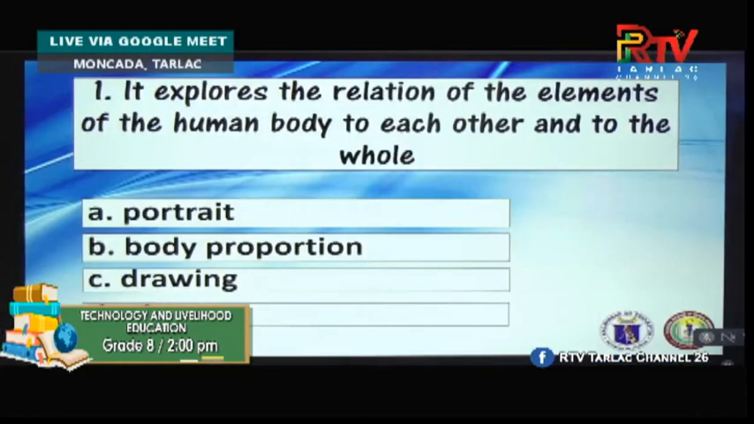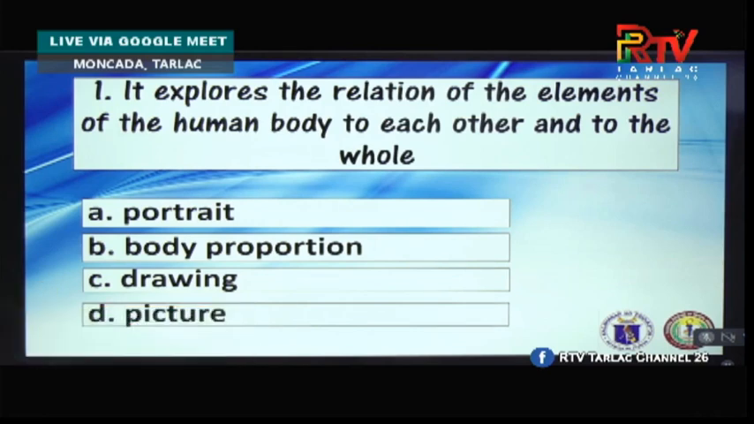Let's begin. Question number 1. It explores the relation of the elements of the human body to each other and to the whole. A. Portrait. B. Body proportion. C. Drawing. D. Picture. Again, it explores the relation of the elements of the human body to each other and to the whole. A. Portrait. B. Body proportion. C. Drawing. Or D. Picture.